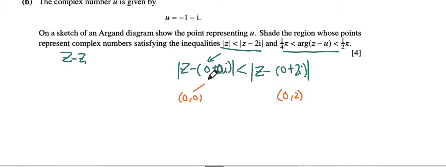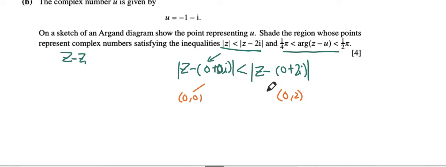So they are talking about two points, and the region closer to one point is less than the other. So what are they talking about? They're talking about the perpendicular bisector. There's a locus that is dividing them into two parts.